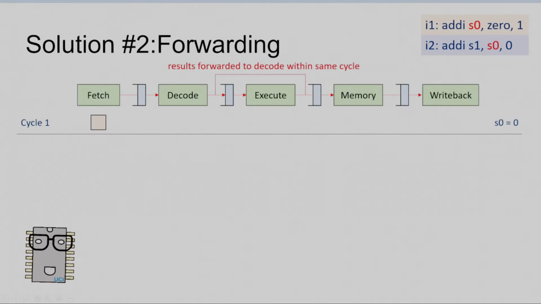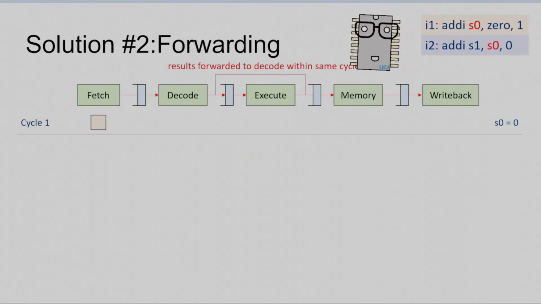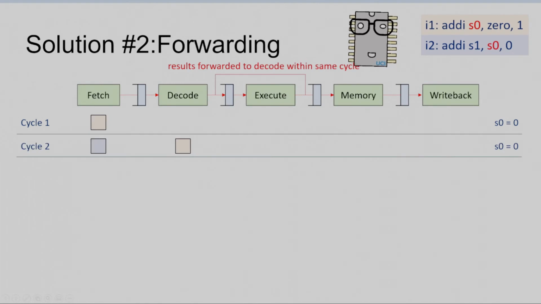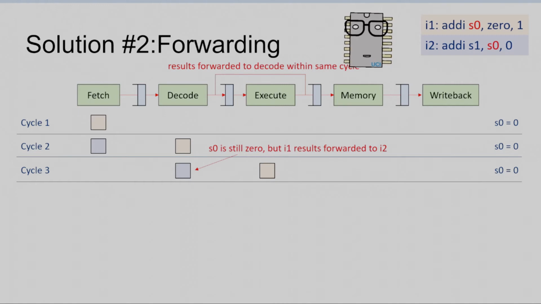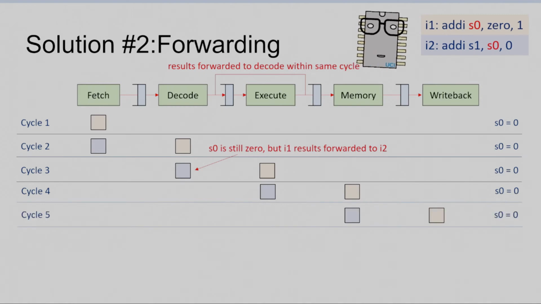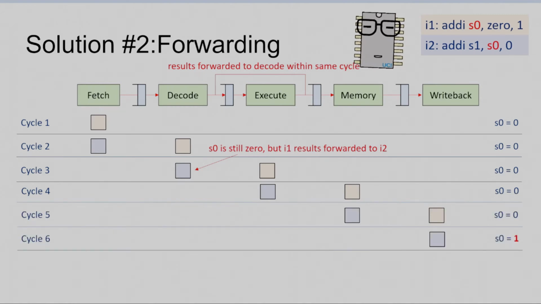Because we're always looking at these two sets of programs, we look at this example again, add immediate and then add immediate. In the first cycle, instruction 1 is injected. In the second cycle, we do the decode for instruction 1. In the third cycle, the results for I1 are forwarded to the decode stage, so that S0 stored inside the register file is still 0, but the instruction 1 results are forwarded to instruction 2, so that's good. And then we can keep moving forward without introducing any pipeline bubbles.